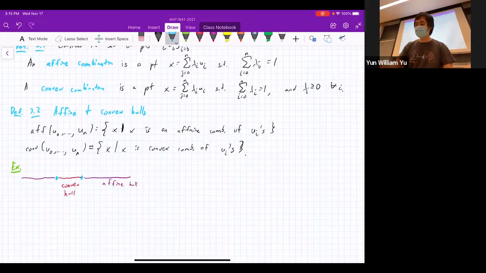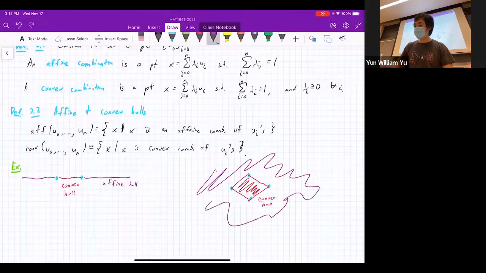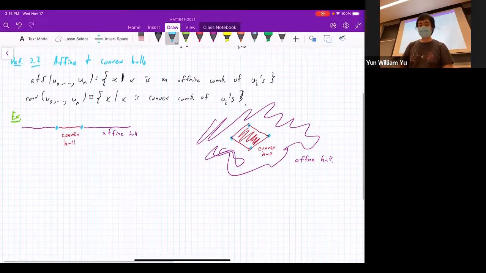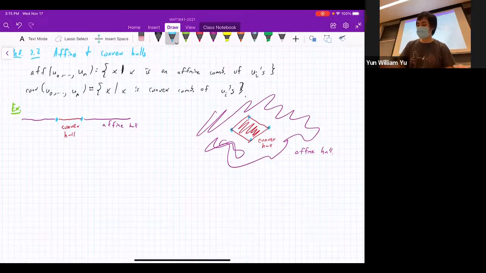And if you have a couple more points, let's say I have four points in 2D here, the convex hull is going to be this region over here. So that's the convex hull. Whereas the affine hull is going to be basically all of R^2. Okay, so you're just taking these points and adding them together as some linear combination with some conditions.